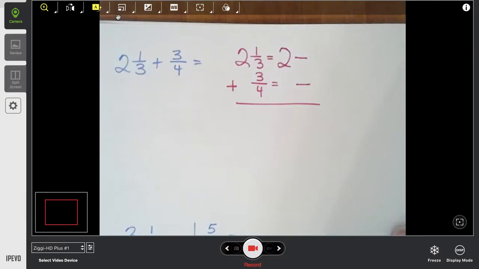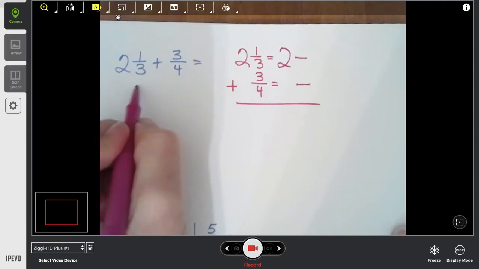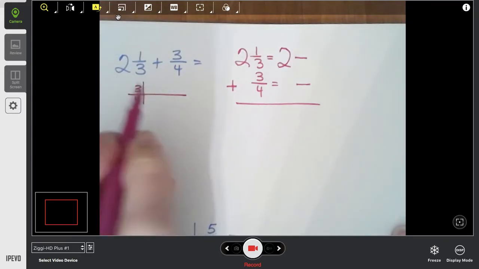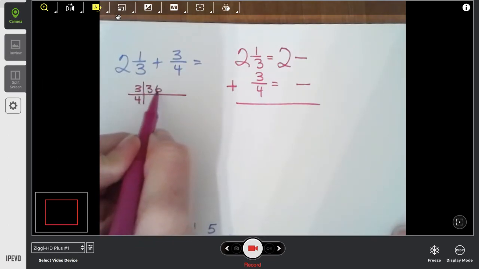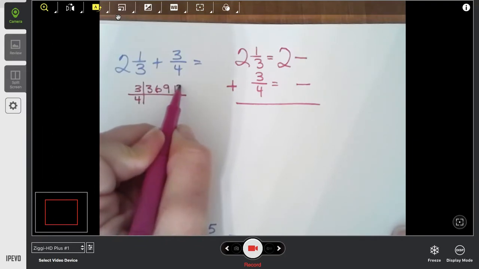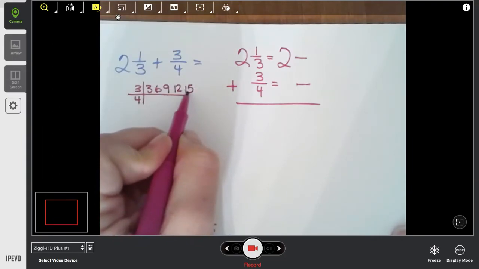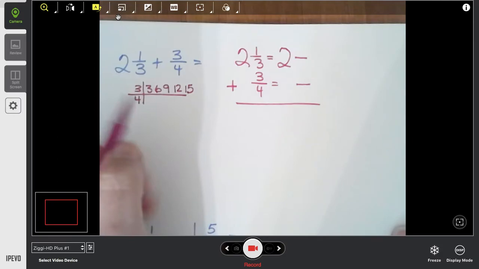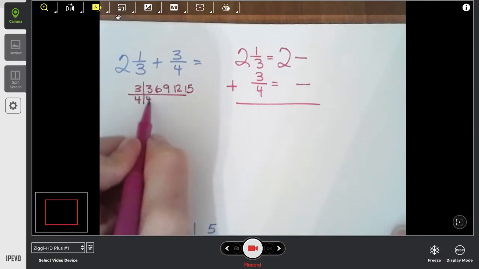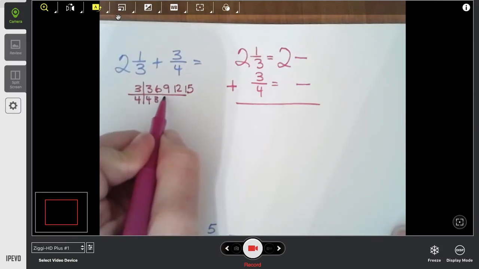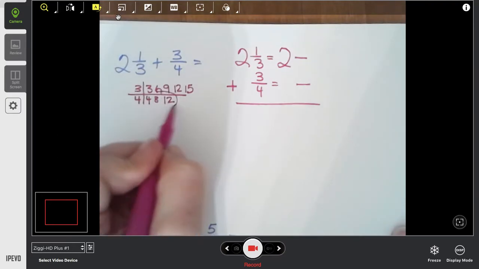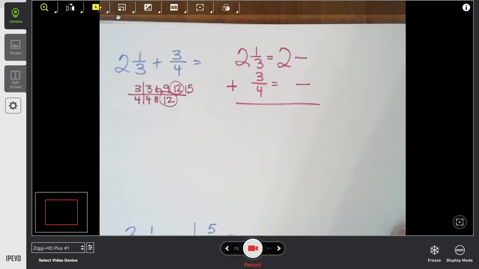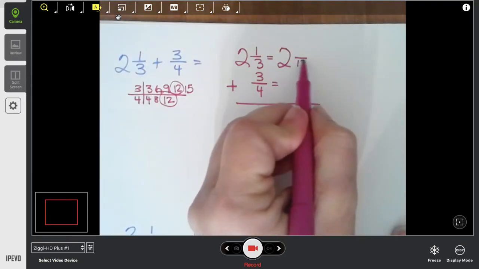And then we're going to find that common denominator. Our denominators are 3 and 4. So let's find our common. Let's find our multiples of 3 first. 3, 6, 9, 12, 15, stop. 4, 8, 12. There's our common multiple right there, 12. So let's change our denominators to 12.